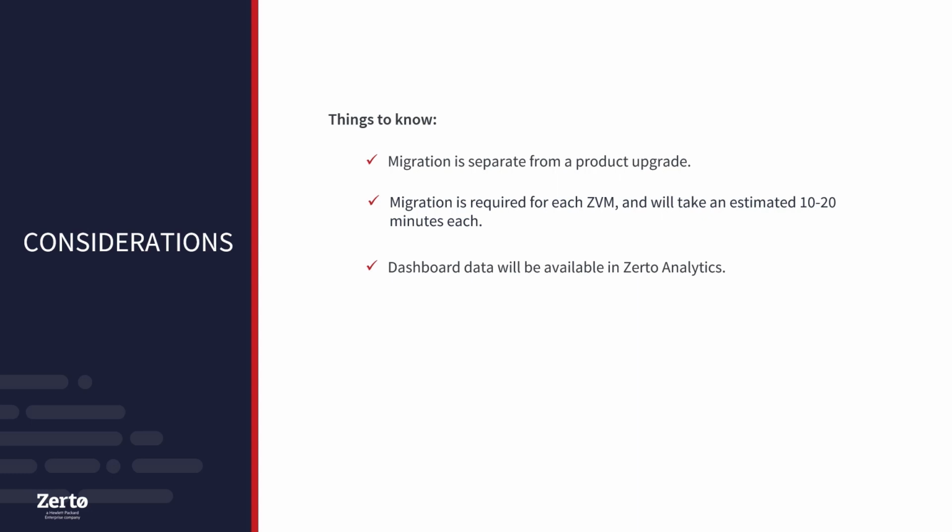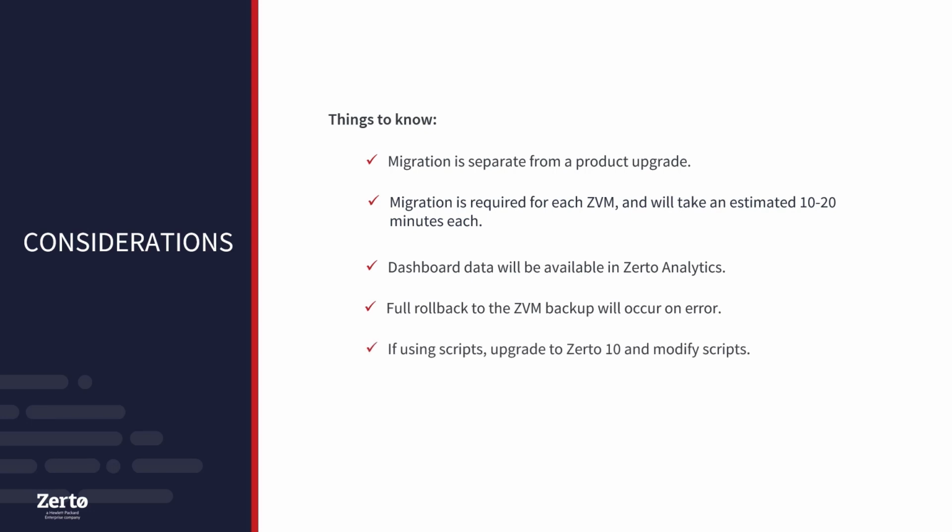If errors are encountered during migration, the migration utility will fail gracefully, and a full rollback to the ZVM backup will occur. Customers using recovery scripts will need to upgrade to Zerto 10 after the migration and slightly modify their scripts. Examples will be provided on Zerto's GitHub page. During replication, the Windows-based ZVMs will experience downtime until the VRAs and ZVMAs have reconnected and synchronized.